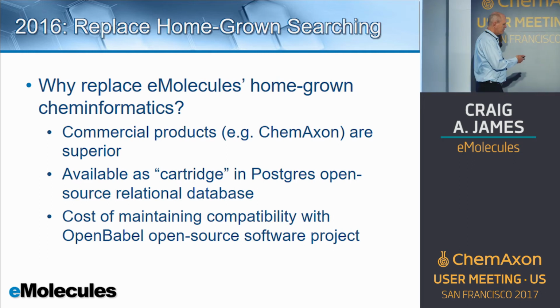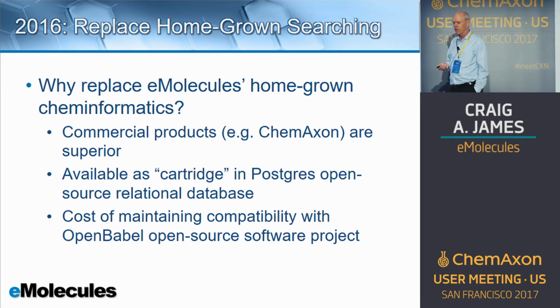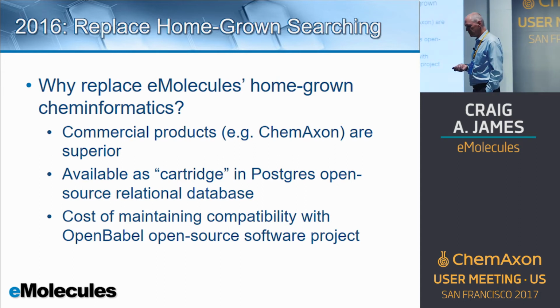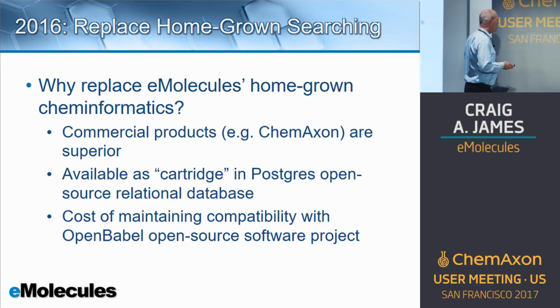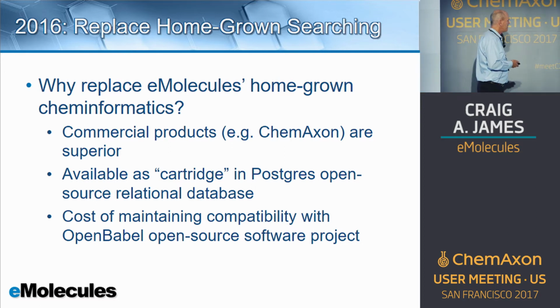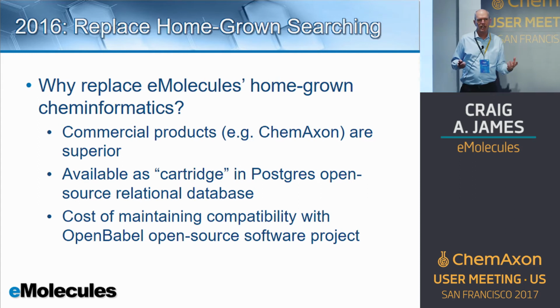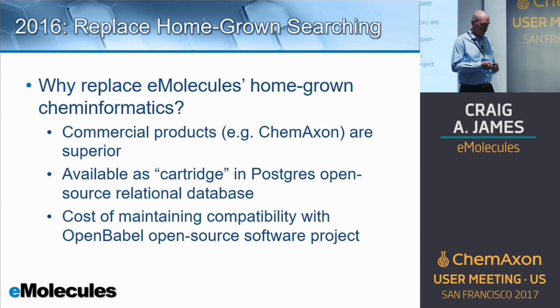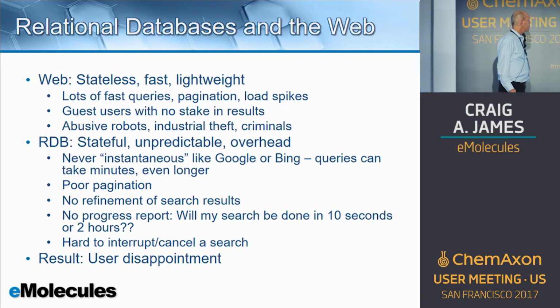The second thing that happened was that it became available as a Postgres cartridge. We use Postgres under the covers to do all of our work, and so that was important for us. We find that Oracle's licensing model is not acceptable. And then thirdly, the cost of maintaining compatibility with OpenBabel. We use OpenBabel, which is an open source cheminformatics toolkit, and it's just hard to keep up with it. As they make changes, they have different people who are working on it and so forth. It was a lot of work, and so this is a better solution to go with ChemAxon.